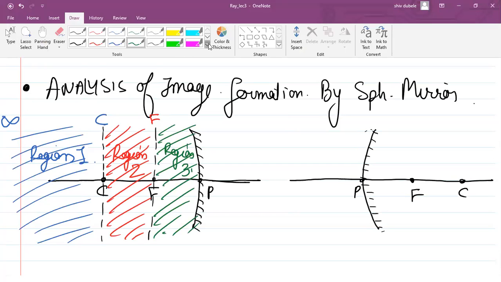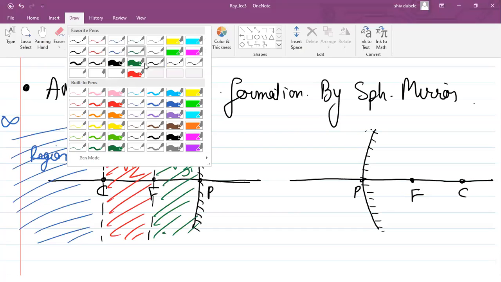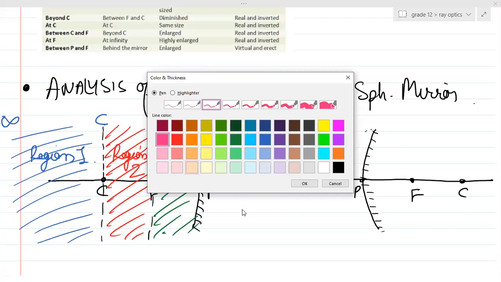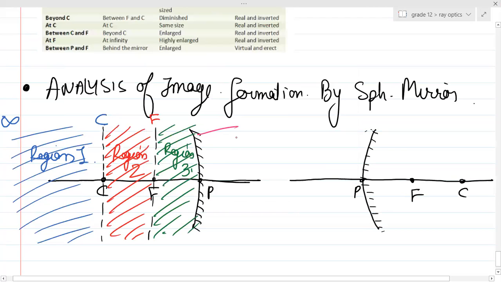Let me take one more color. Which color shall I take? Pink. Okay. So this is your region number 4. Yes or no? Can you see this region number 4 is basically behind the mirror. Region number 3 is basically between focus and pole, right? And region number 4 is behind the mirror, right?